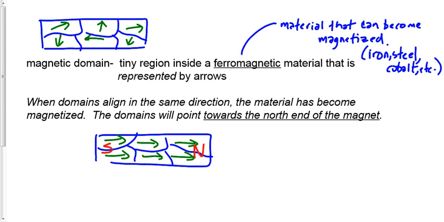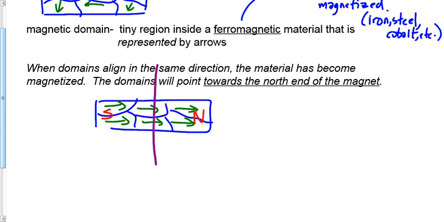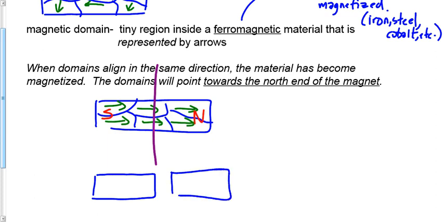What do you think would happen if I cut that magnet in half? If I literally took a hacksaw and cut it in half, what would we end up with? A North Pole magnet and a South Pole magnet, right? Left half would be the North Pole, right half would go south. Yeah, exactly. You still have your domains pointing this way.